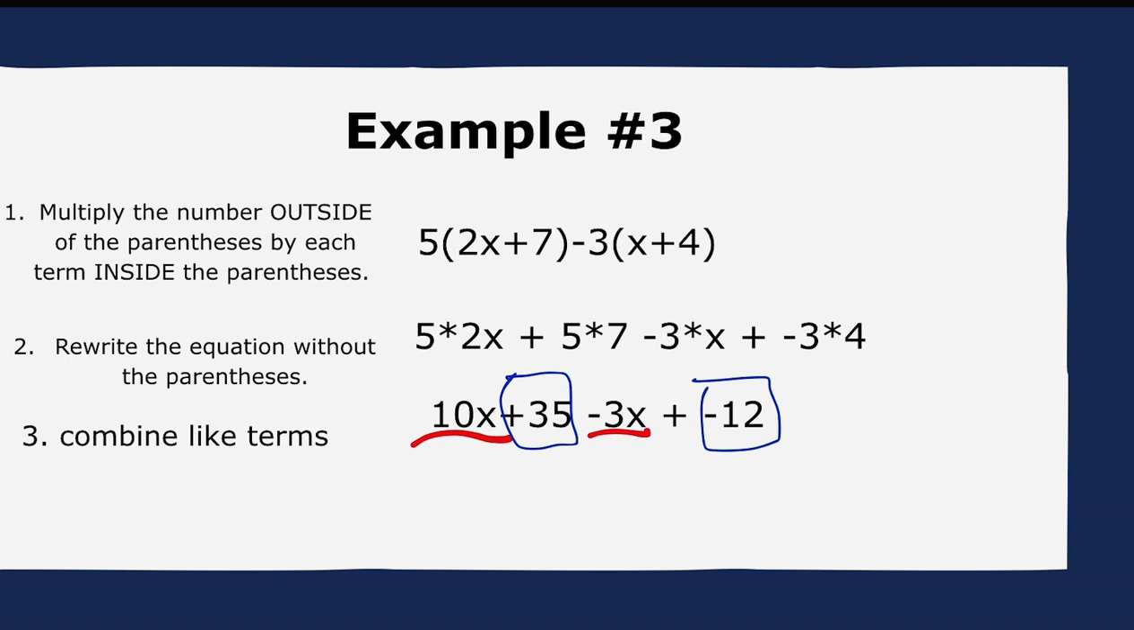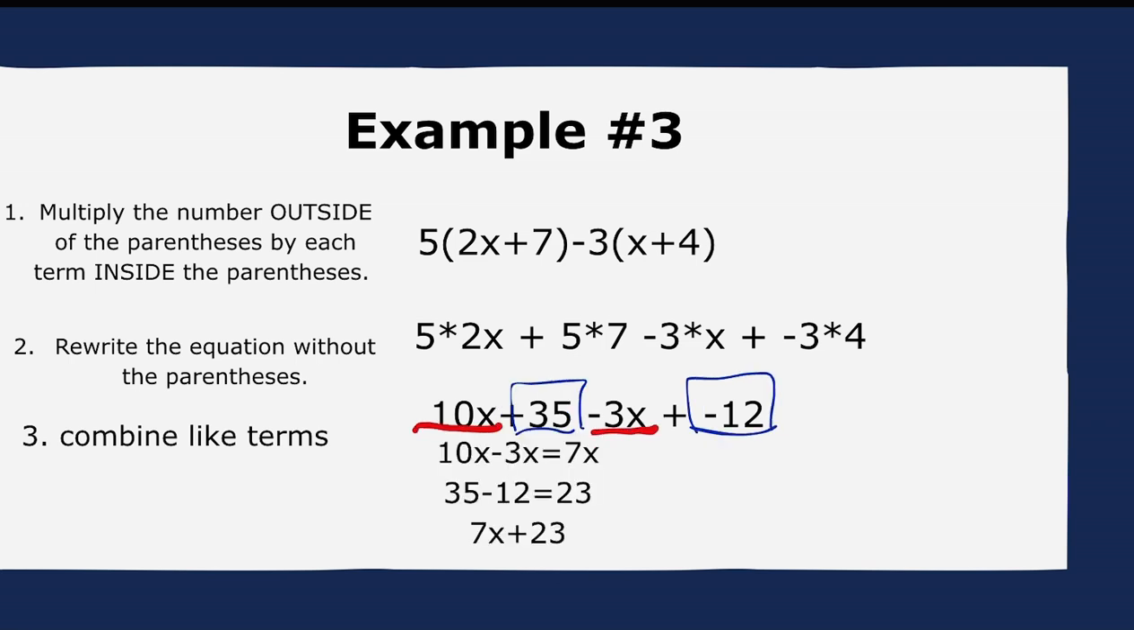So I would combine the like terms. Underlined in red, those are my x terms. Highlighted in blue, those are my original terms. They do not have an x or y. They do not have a variable. They are just regular values. So I would do 10x minus 3x and then 35 minus 12.